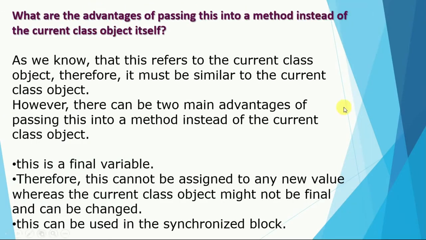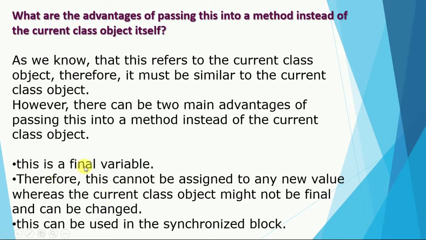Okay, so what are the advantages of passing this into a method instead of the current class object itself? As we know that this refers to the current class object, therefore it must be similar to the current class object. So there can be two main advantages. First, this is a final variable.